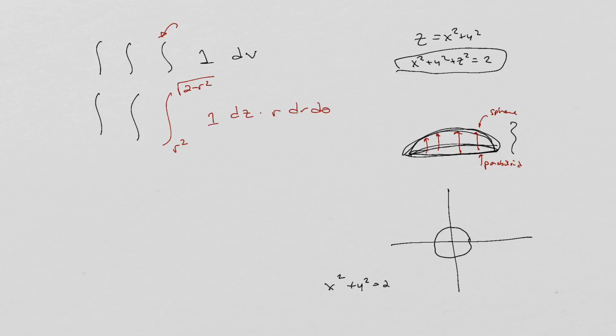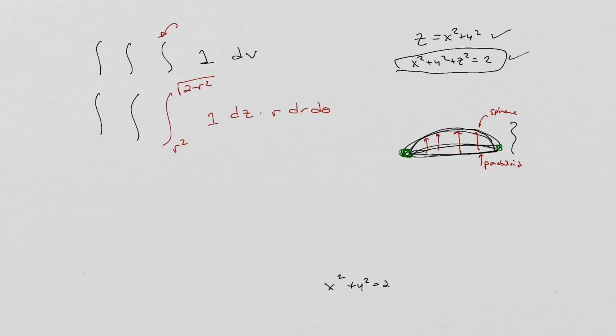Okay. But which part of the sphere am I using? I need to figure out where these points of intersection are. Maybe I'm not using that entire circle. Let's see which part of the circle we're actually using by finding those points of intersection. So let's set these things equal to each other.